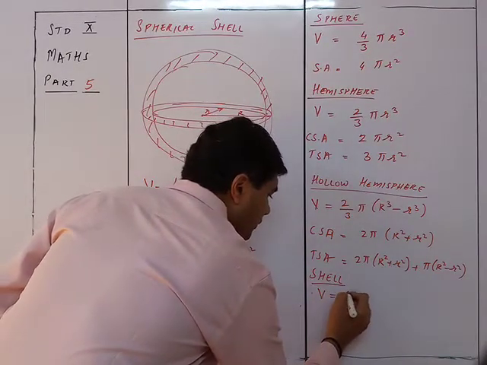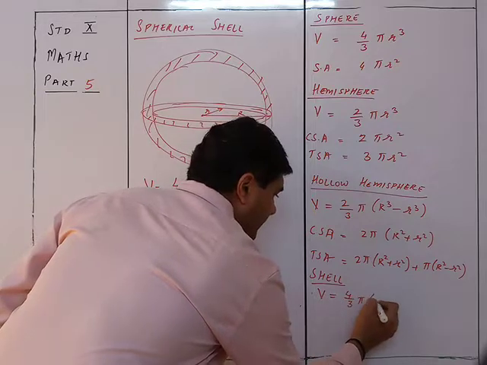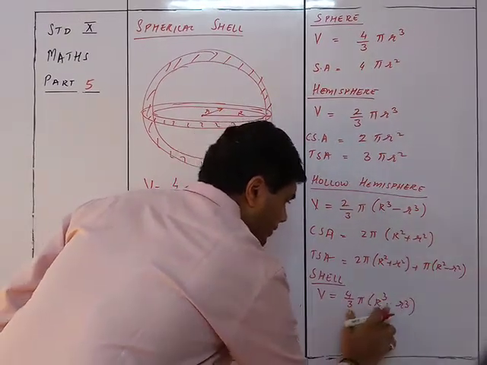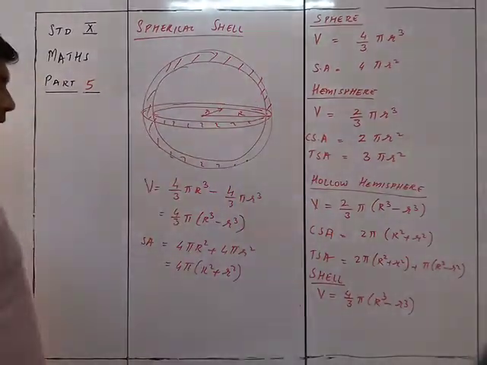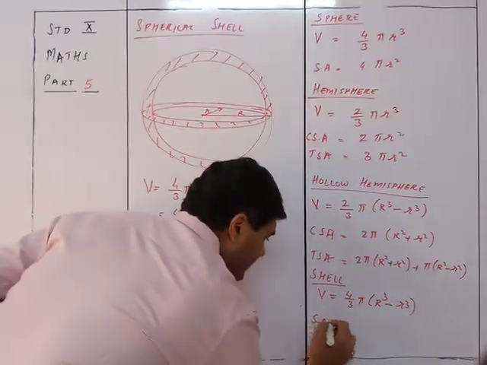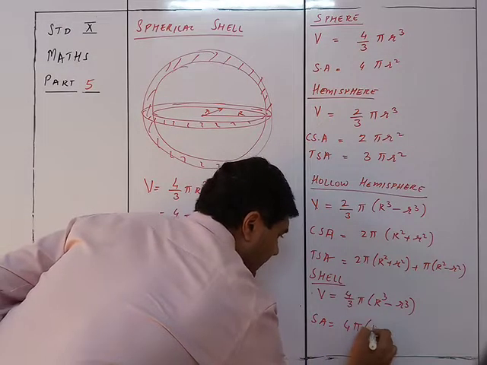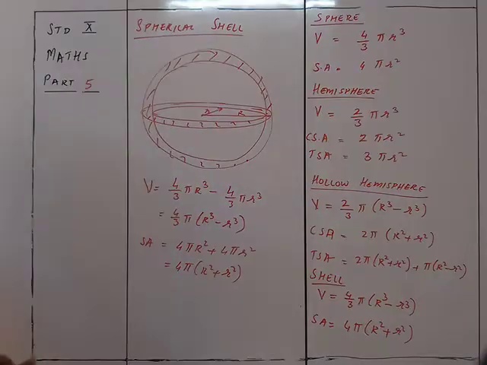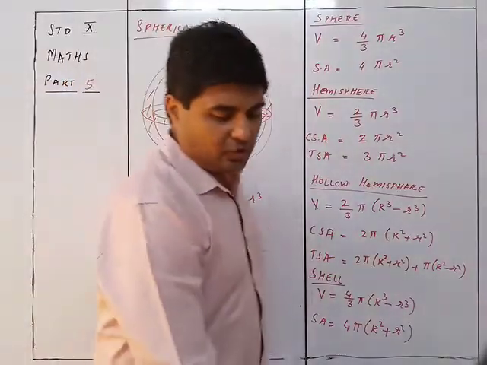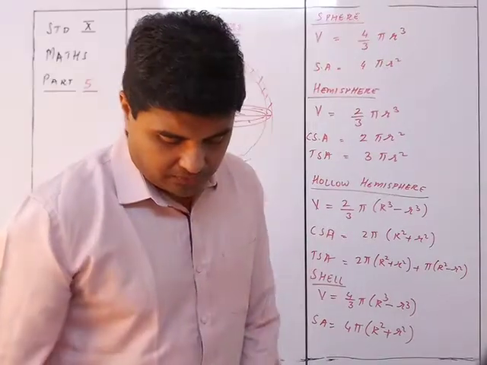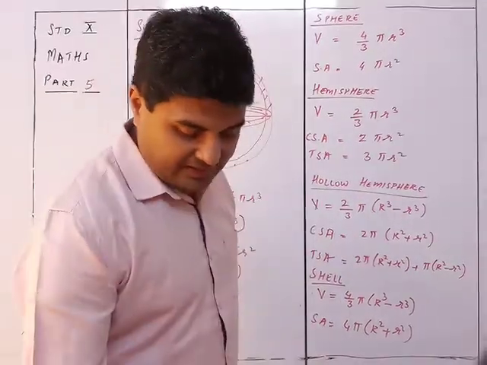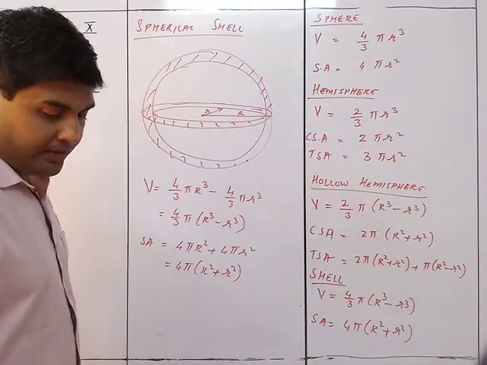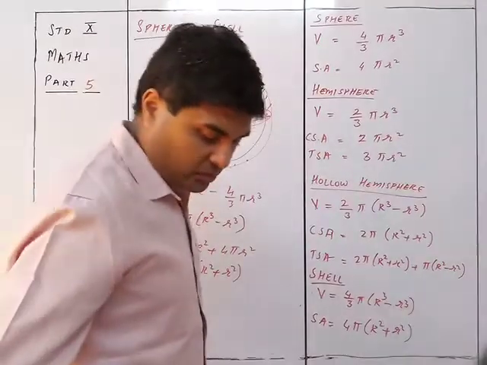So we get over here, the next thing is shell volume is equal to 4 upon 3 pi bracket R cube minus r cube, and that of the surface area is equal to 4 pi bracket R square plus r square. So these are the formulas which are going to be used in this particular exercise. So yeah, that is it. We can just go through them once again so that there is no confusion.